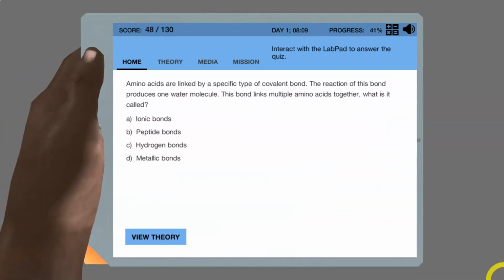Amino acids are linked by a specific type of covalent bond. The reaction of this bond produces one water molecule. This bond links multiple amino acids together. What is it called?